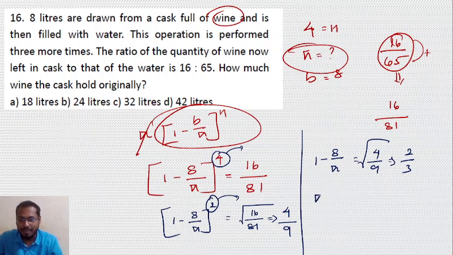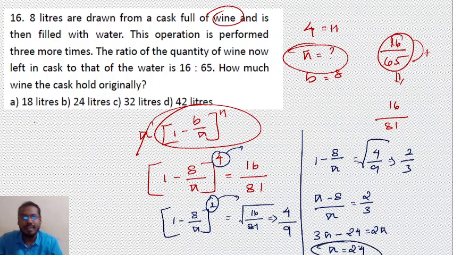So that is nothing but (A minus 8) over A is equal to 2 by 3. So 3A minus 8 3s are 24 is equal to 2A. What will be the answer? A is equal to 24. That is the right answer, 24 liters. Got it? How to solve this question?